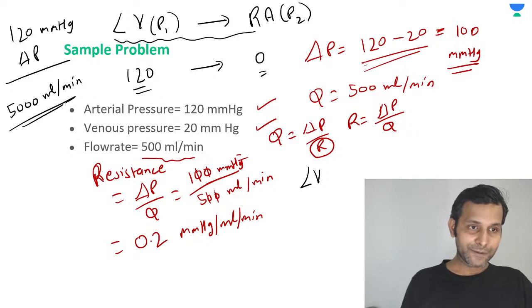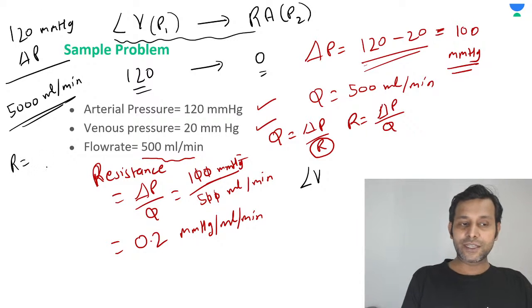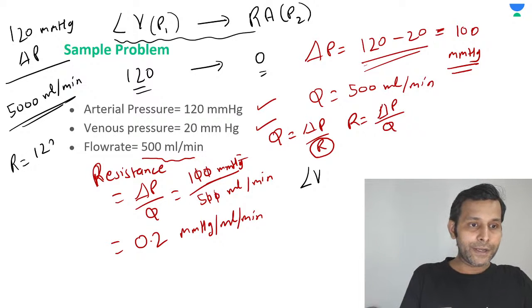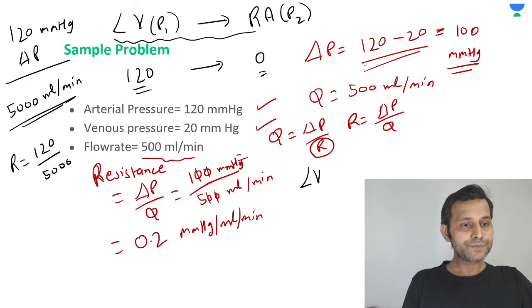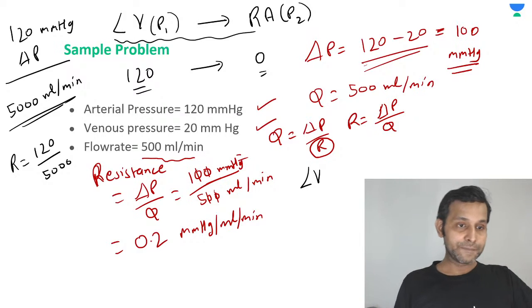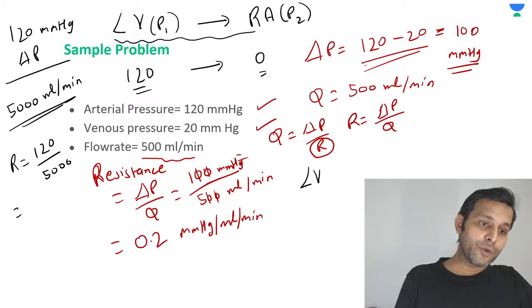I hope you are getting this point, Dr. Rishi and Dr. Lakshmi. So let us find out the resistance across your blood vessel flow or complete blood flow. Again, 120 divided by 5000. 5000 is 5 liters, that is the amount of blood flow across the vascular tree. So this will give you how much? 0 cancel, 0 cancel.